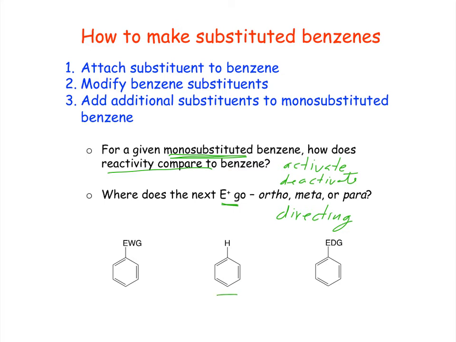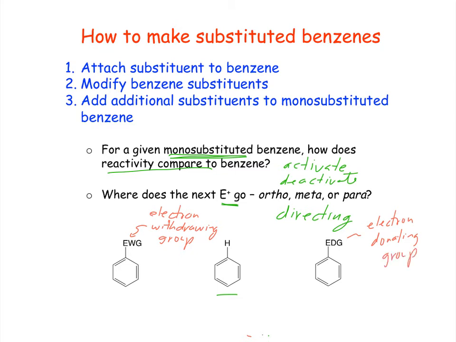Okay, so here's benzene in the middle. And I've put these two abbreviations on here. EWG is going to be for electron withdrawing group, and EDG is for electron donating group.